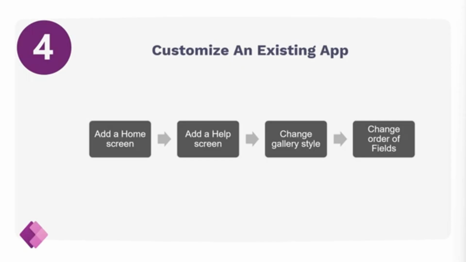For lesson 4, let's go ahead and customize an existing app. So we'll use one of the 3 screen apps that were automatically generated. We'll go ahead and add a home screen. We'll add a help screen as well. We'll make some simple changes to the gallery style, and then we'll change the order of the fields until we get the app to look the way that we want it to look.